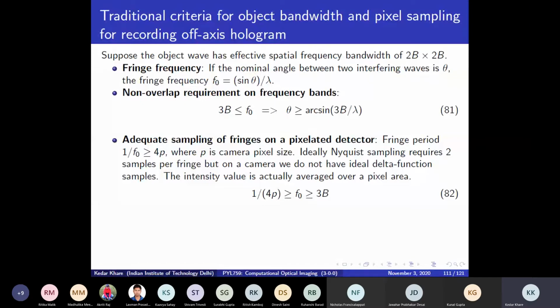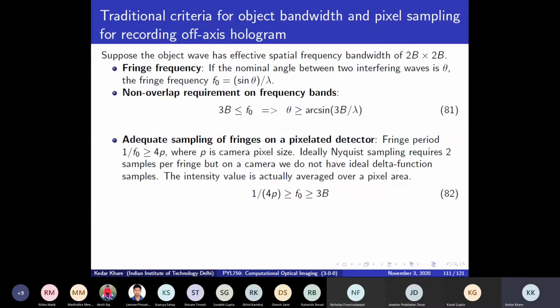But if you look at it, the camera pixels are not really delta samples, so it's not just a sample at a point, because the pixel actually has a finite size, and so on a pixel what you get is an integrated intensity over its own length. As a result, if you have just one fringe on 2 pixels, that will be a very poor representation of the fringe pattern on the camera. You need maybe about 4 pixels, so that one fringe period is about 4 pixels.